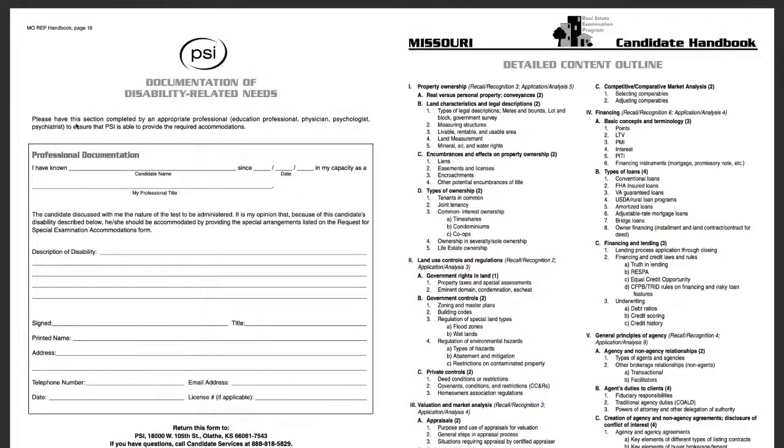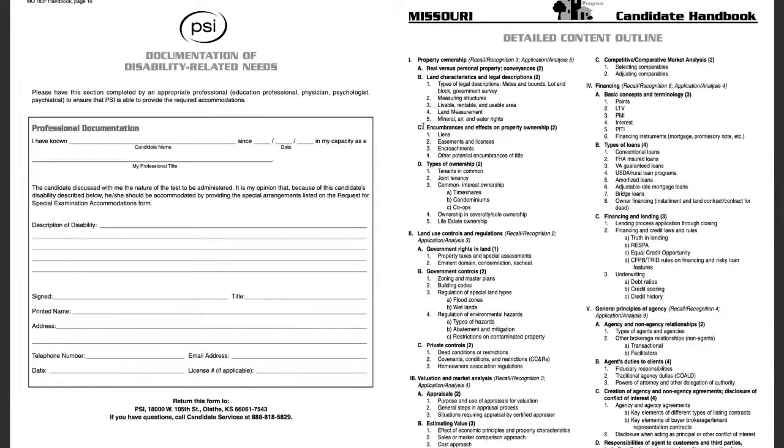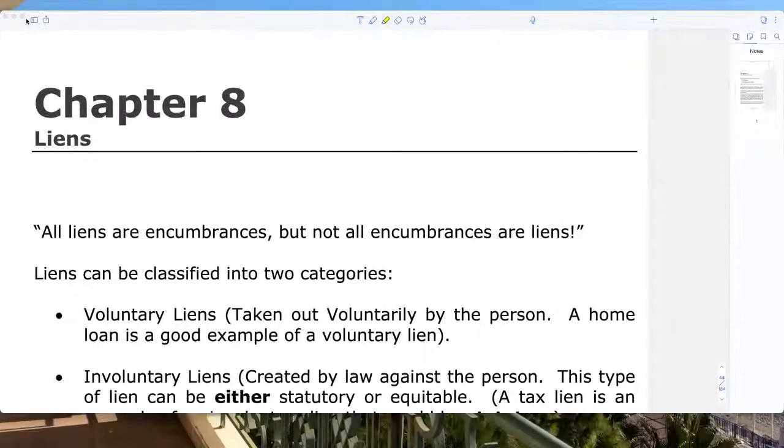Well, let's get right into today's broadcast, where we're going to talk about what you could very well see on the examination. This is actually from the Missouri Candidate Handbook. We're going to be covering section C right here: encumbrances and effects on property ownership. So we're going to talk about liens, and not only liens, but several of these other items that you very well could see on the real estate examination.